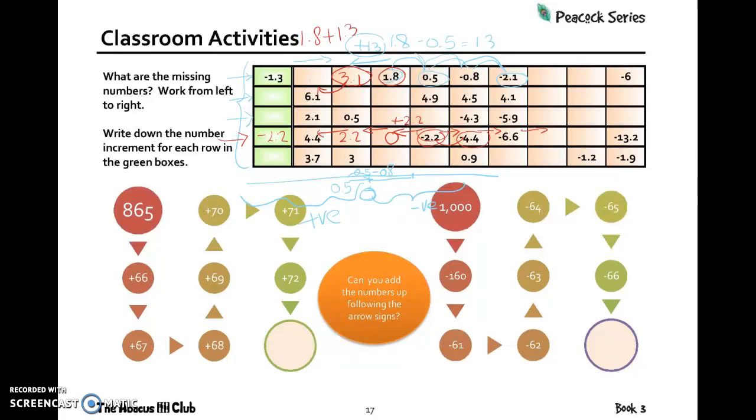And check the next number: if 2.2 add 2.2 again, does it make 4.4? And it does. So that is the correct number sequence.